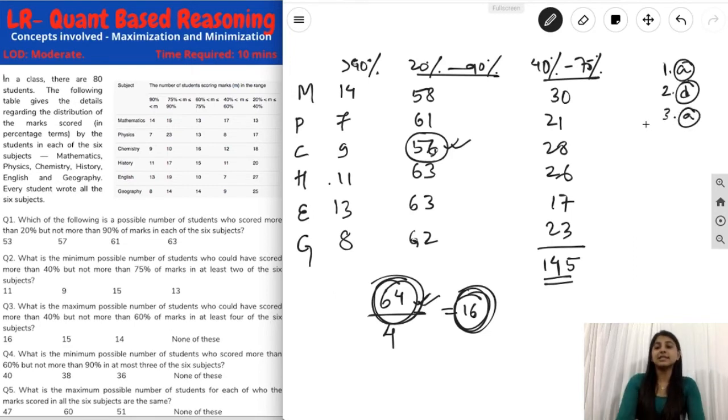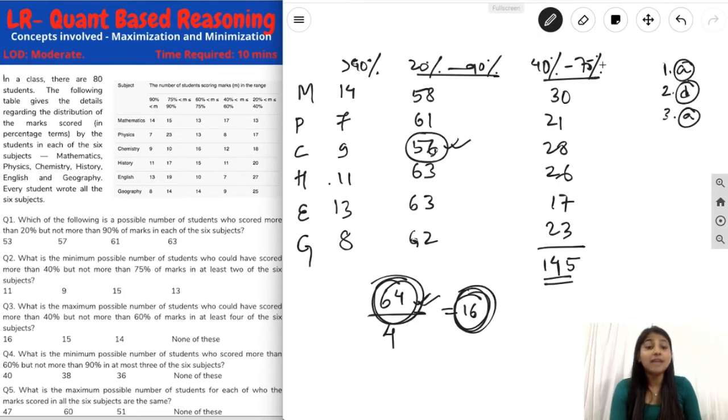Option A, 16. Next question, question number 4. What is the minimum possible number of students who have scored more than 60 but not more than 90? More than 60 but not more than 90, which means these two rows, these two columns. Okay, we need the minimum possible.